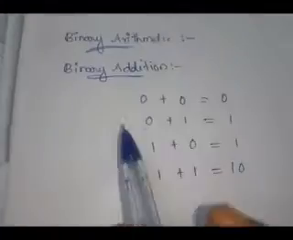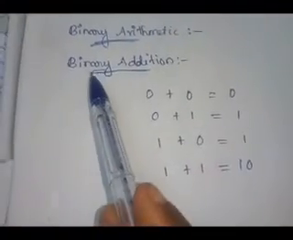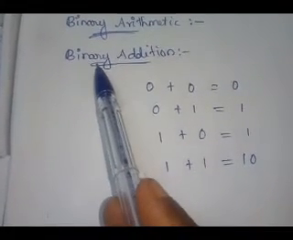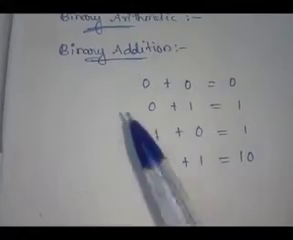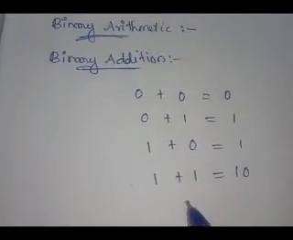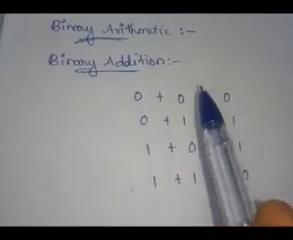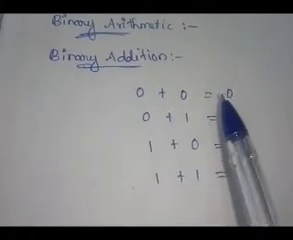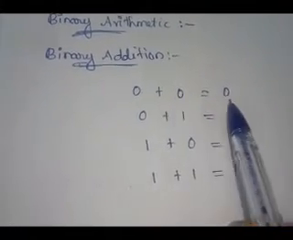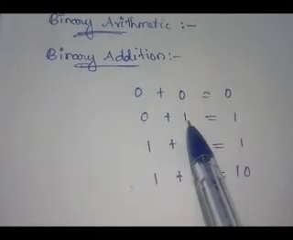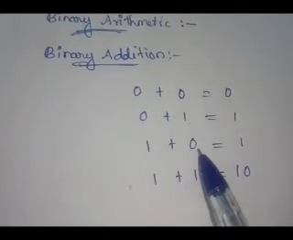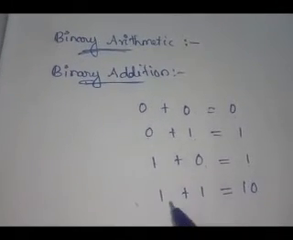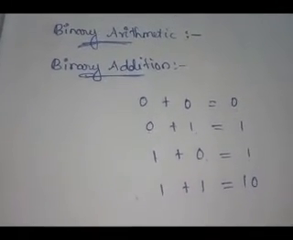Next one is binary arithmetic. In binary arithmetic, two problems we are going to solve: binary addition and binary subtraction. Okay. First, binary addition. There is one formula. You have to study this formula. 0 plus 0, 0. We know. Then 0 plus 1, 1. 1 plus 0, 1. That also we know. Then 1 plus 1, 1 0.